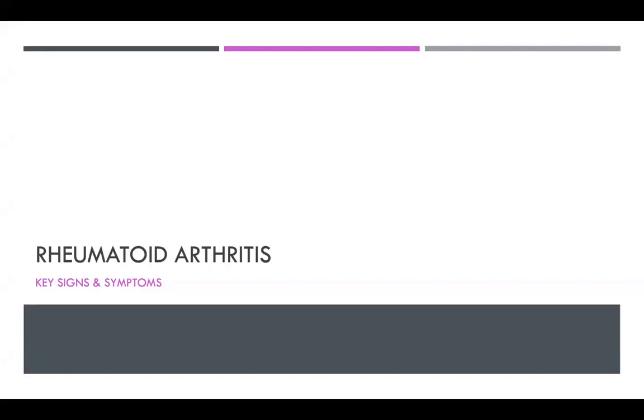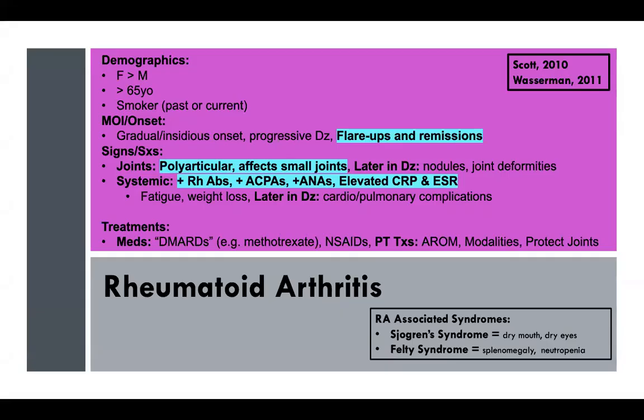Brief review of rheumatoid arthritis, key signs and symptoms. So demographically, rheumatoid arthritis is more common in females. It's more common in those over the age of 65, and smoking is a risk factor for the development of rheumatoid arthritis, in addition to genetic factors that could contribute to the prevalence of the disease.